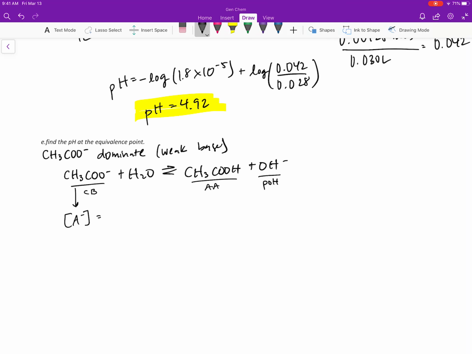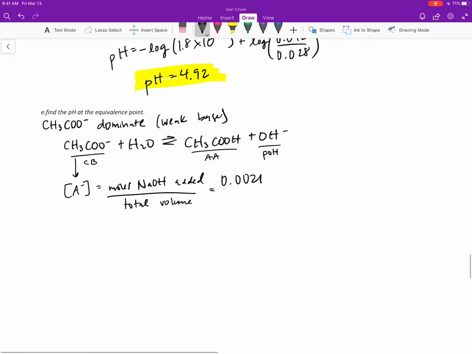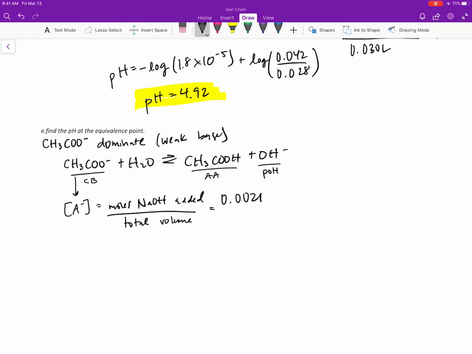And I know that in order to solve for that, I need to know how many moles of NaOH I have added, and I need to divide it by the total volume, because all of the sodium hydroxide that I've added is going to directly produce the NaCH3COO, the sodium acetate. So I can use the moles of the acetic acid because I know that it's a 1-to-1 ratio. So if I have 0.0021 moles of acetic acid, well, that's the number of moles of NaOH I'm going to have to add to neutralize all of the acetic acid.